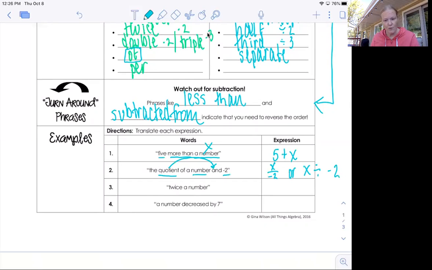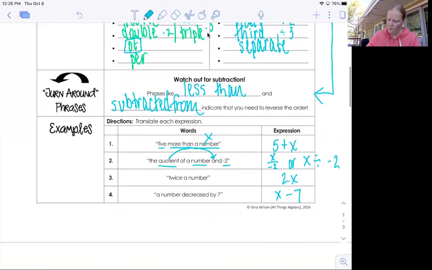Okay, twice a number. So remember, twice is multiplying by 2. So I would just write 2x. A number decreased by 7. So I have a number and I take away 7. So x minus 7. All right, cool. So let's go on to the next page and do a few more.